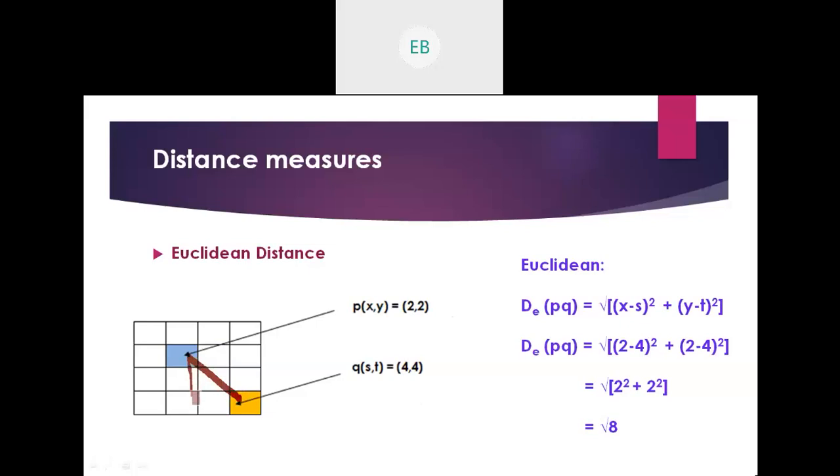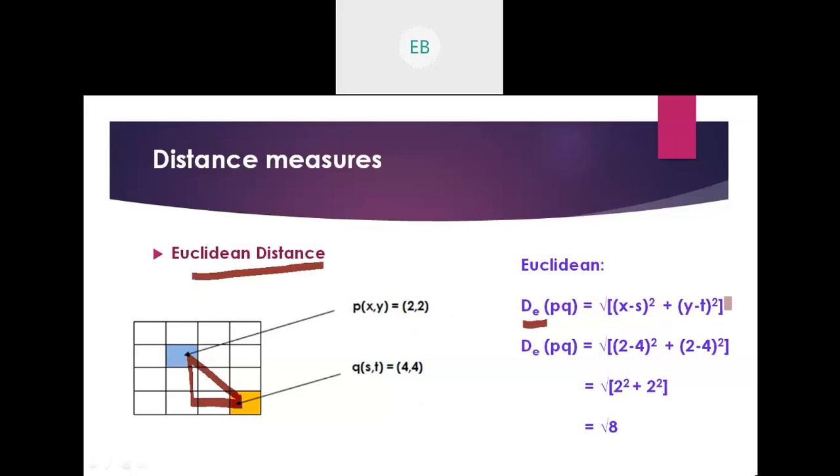Simply we use the Pythagoras theorem, and Pythagoras theorem means this: when a triangle is formed like this, in between these two we have to form a connection, right? So we are using the Pythagoras theorem, and we will calculate it by completing this triangle like this. So for Euclidean distance we have a formula, using the Pythagoras theorem: dE of PQ. Here dE indicates Euclidean distance. So dE equals root over (x minus s) whole square plus (y minus t) whole square.